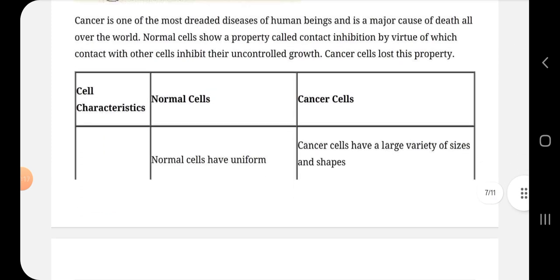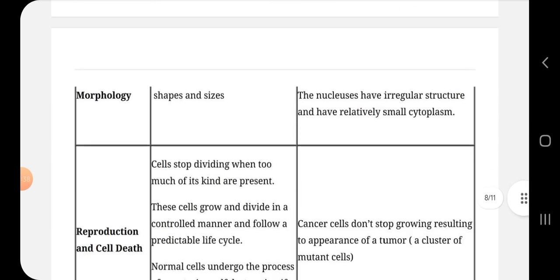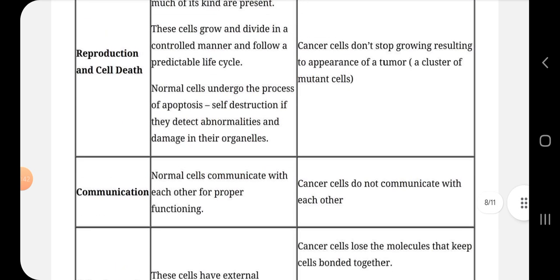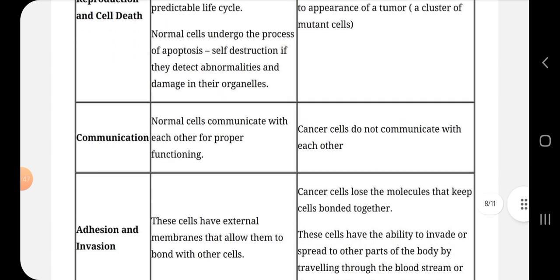Next is cancer. It is one of the most dreaded diseases of human beings and is a major cause of death all over the world. Normal cells show a property called contact inhibition, by virtue of which contact with other cells inhibits and controls growth. Cancer cells lose this property. Cancer cells do not stop growing, resulting in the appearance of a tumor, that is, a cluster of mutant cells.